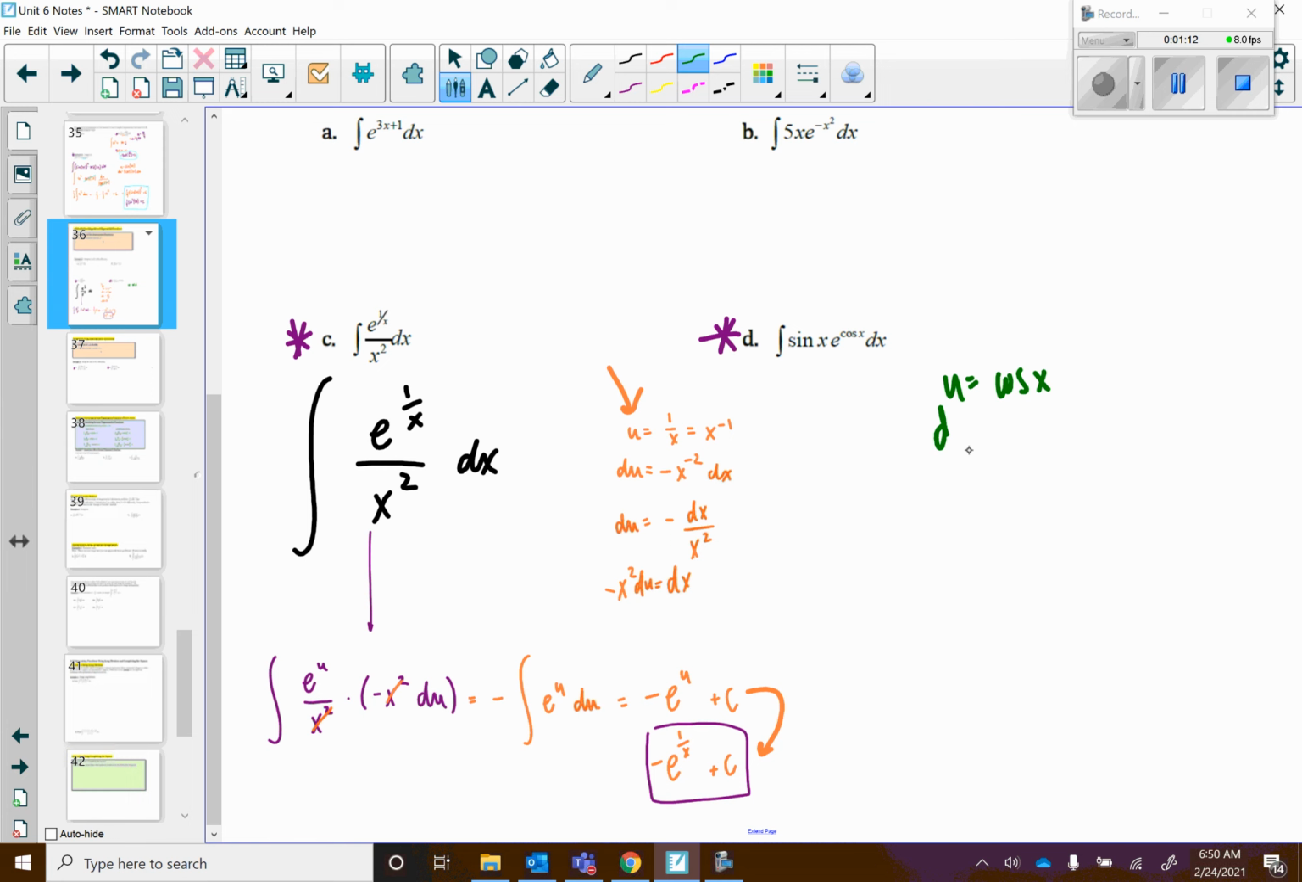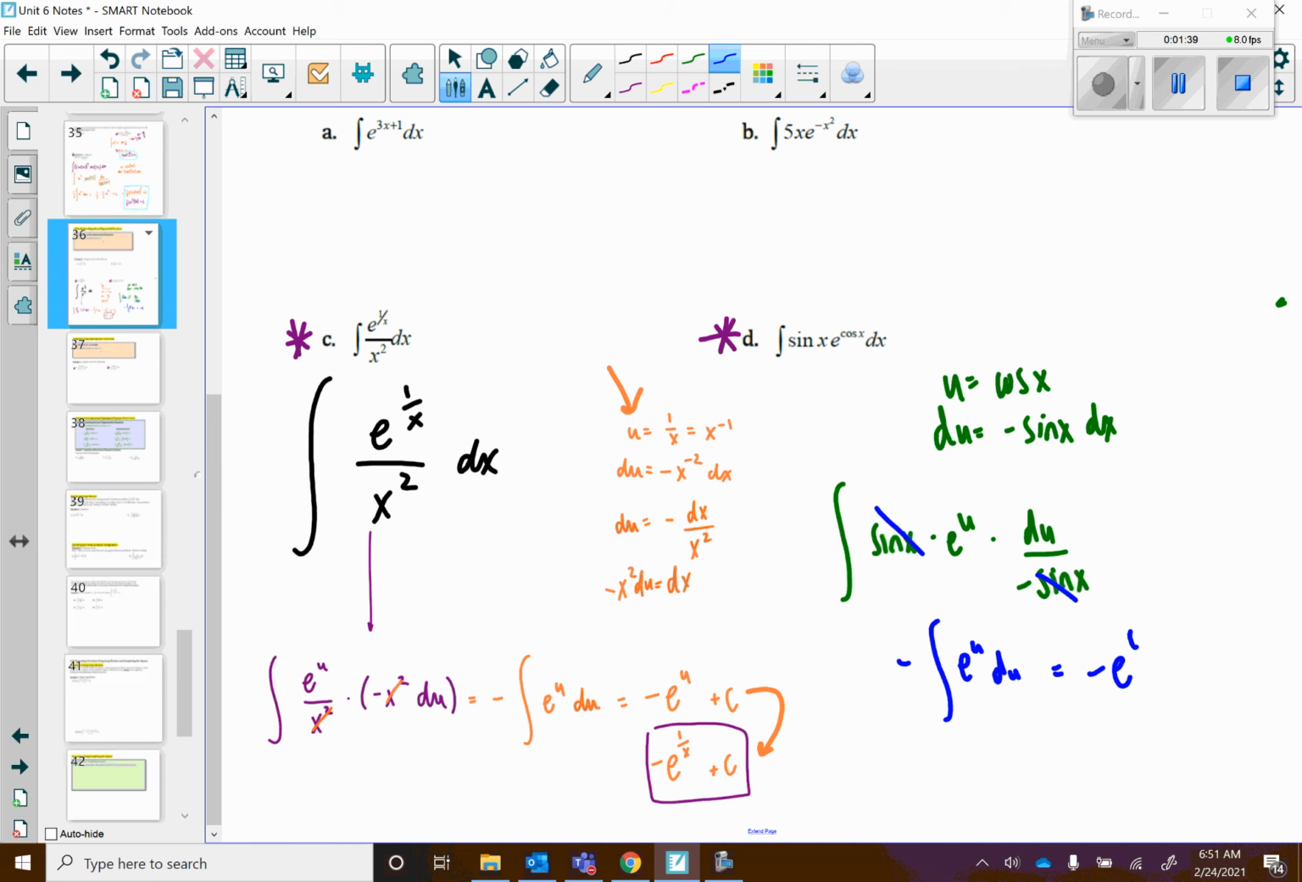That means the derivative of u is negative sine of x dx, and then we take the time to substitute all of our pieces in. So the integral of sine of x times e to the u du over negative sine of x. Our sines cancel, and we have this negative. I'm going to pull that out: negative antiderivative of e to the u du, which is just negative e to the u plus c. And we substitute back in our u, so negative e to the cosine of x plus c. Yay! Good job.